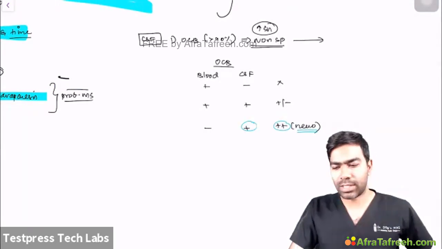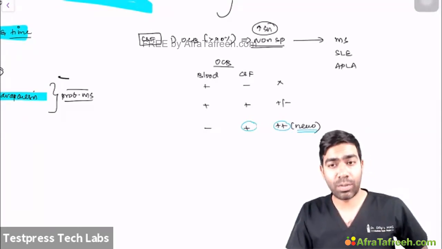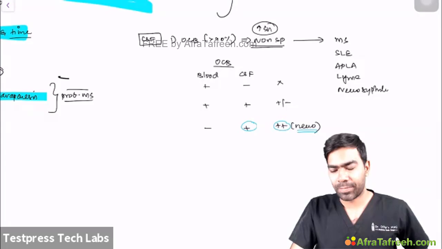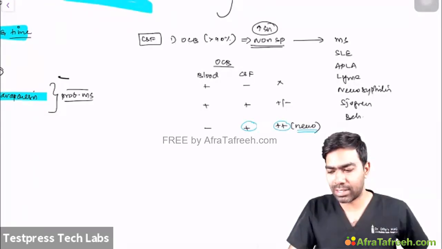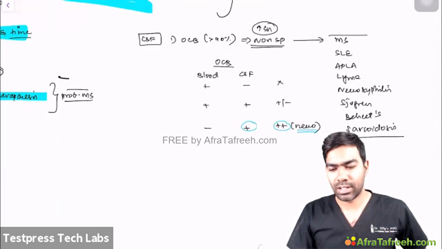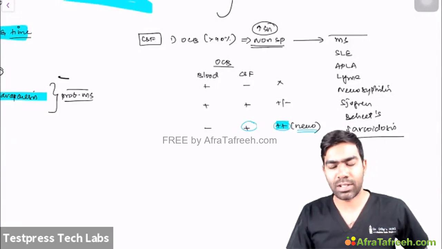Which means OCBs can be found in MS, OCBs can be found in SLE-induced vasculitis and neurological damage, OCBs can be found in antiphospholipid antibody syndrome, APLA syndrome, OCBs can be seen in Lyme's disease, OCBs can be seen in neurosyphilis, OCBs can be seen in Sjogren syndrome, OCBs can be seen in Behçet's disease, OCBs can also be seen in neurosarcoidosis, which means OCBs can be seen in multiple other conditions, which means presence of OCBs only tells that the patient is having a neurological problem, but presence of OCBs cannot confirm that the patient is having multiple sclerosis.